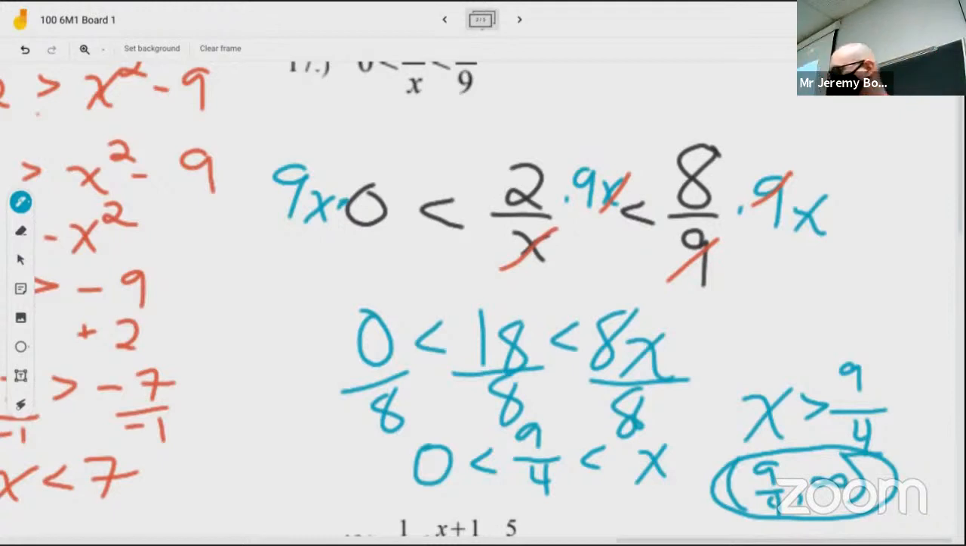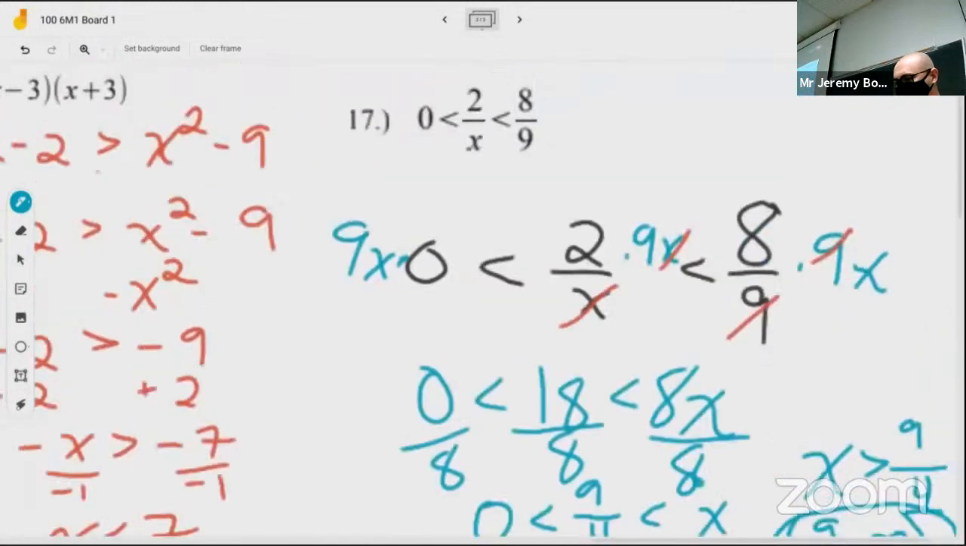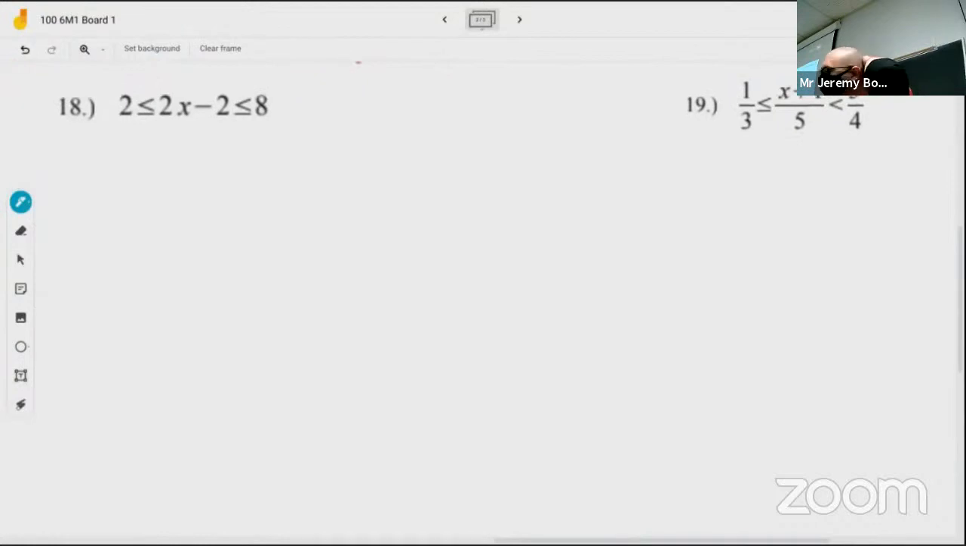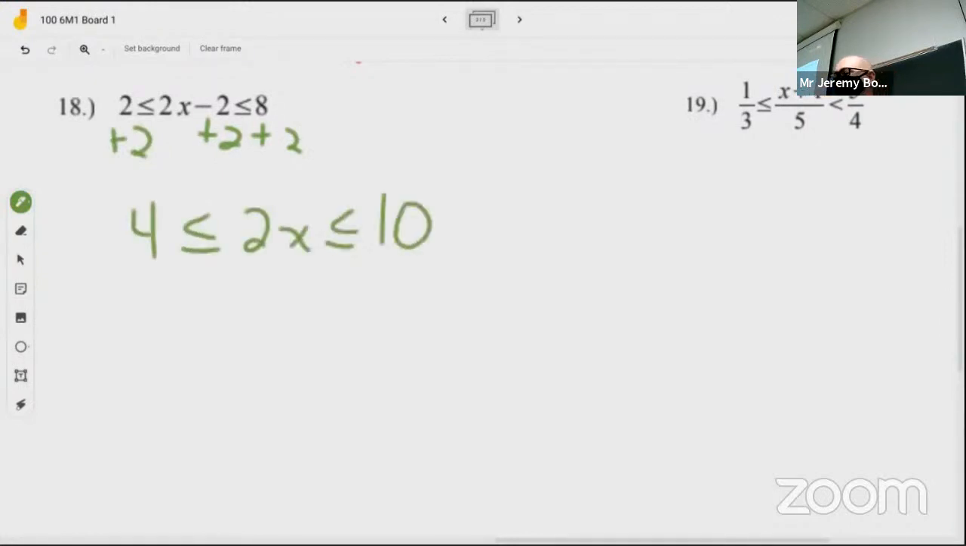All right, let's keep going. That was 17, so 18. 18 is pretty straightforward. You've got a combined inequality: 2 is less than or equal to 2x minus 2, which is less than or equal to 8. To solve that one, first let's add 2 to all the parts. So I have 4 is less than or equal to 2x, which is less than or equal to 10. We just shifted everything 2 units.